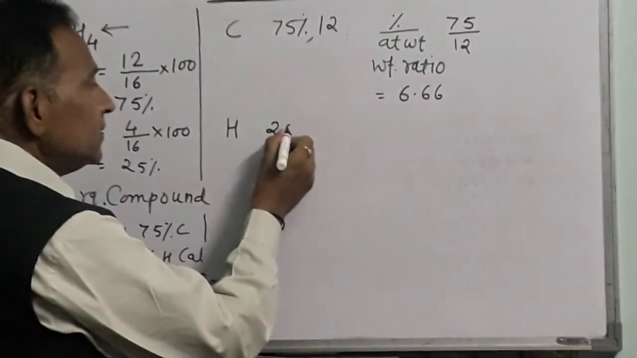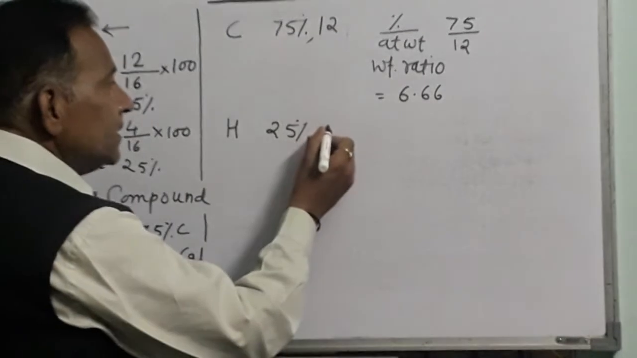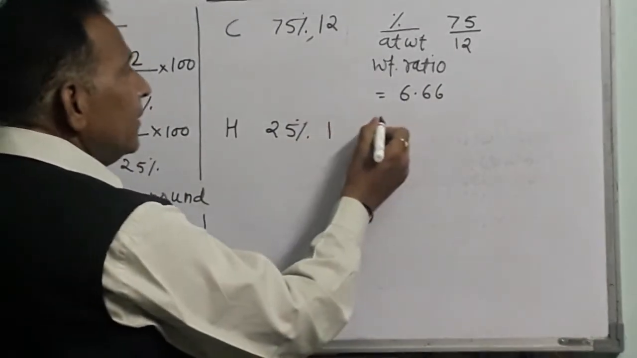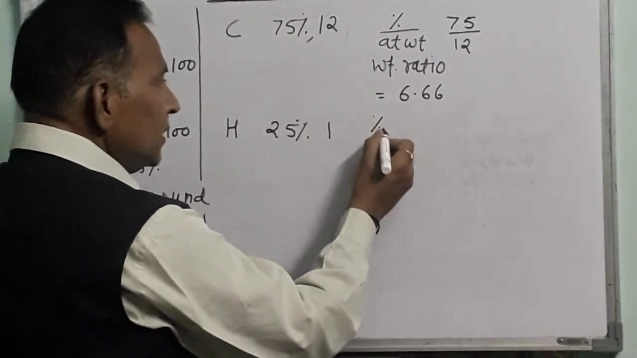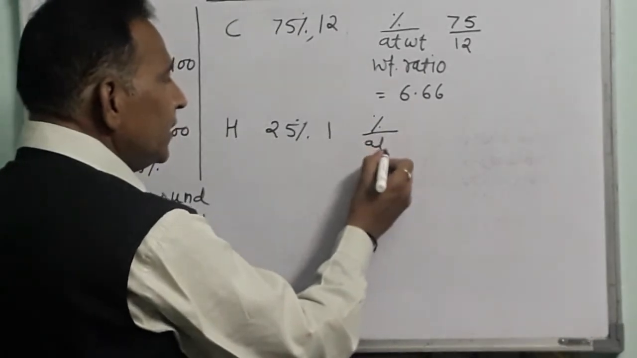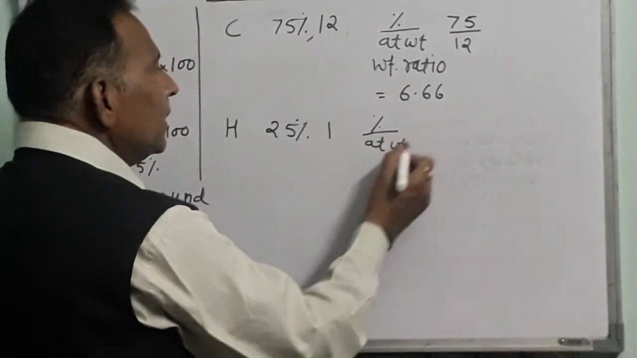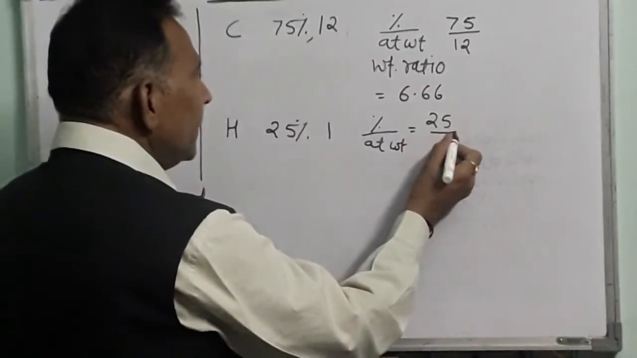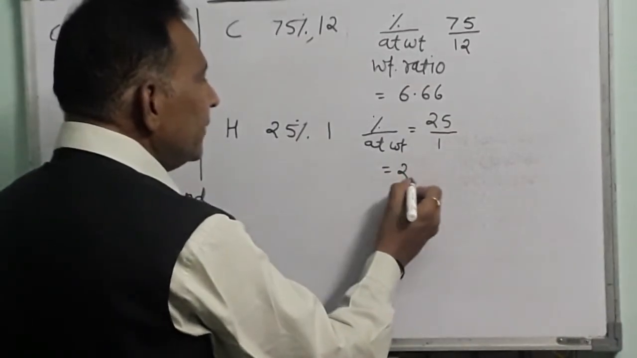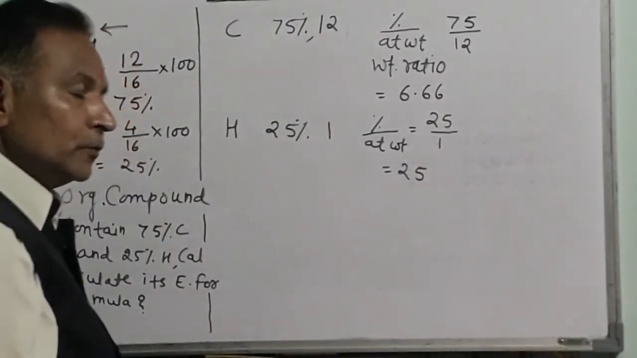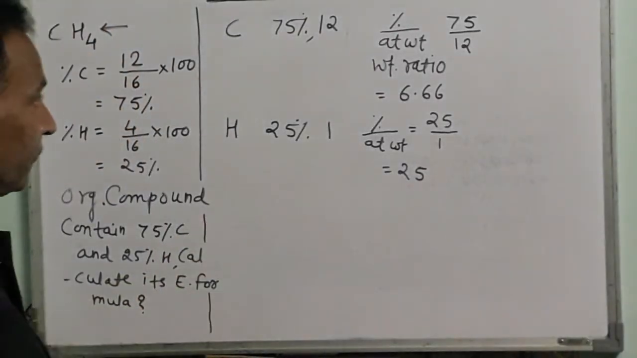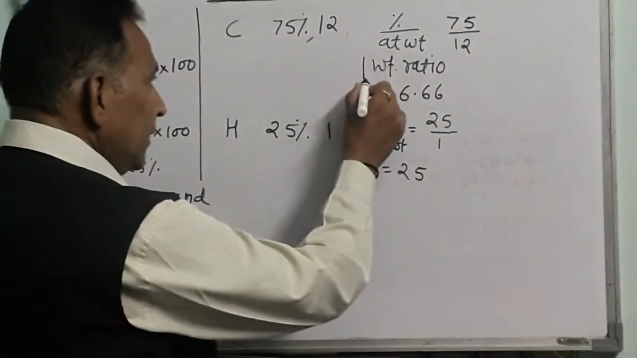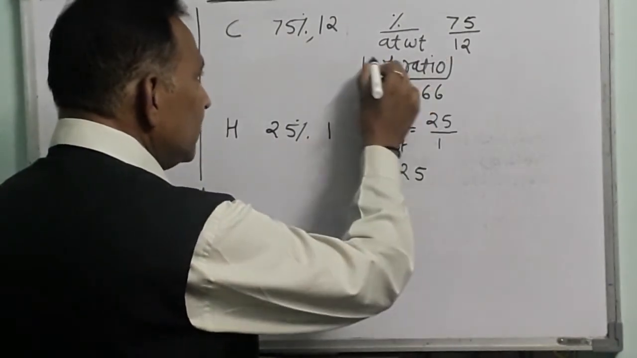The second element given over here is hydrogen. Its percentage given is 25%. Its atomic weight is 1, and therefore percentage divided by atomic weight for hydrogen is 25 divided by 1, that is equal to 25. So what we have to do is first obtain what is called the atomic weight ratio of the atoms present in the molecule.